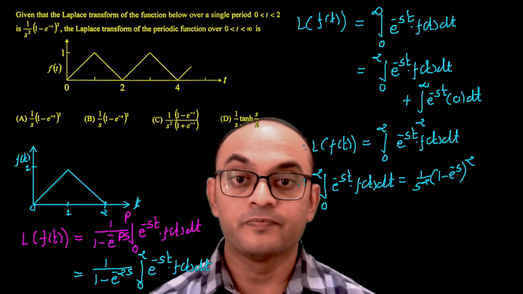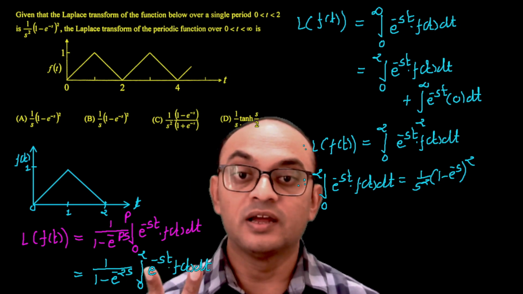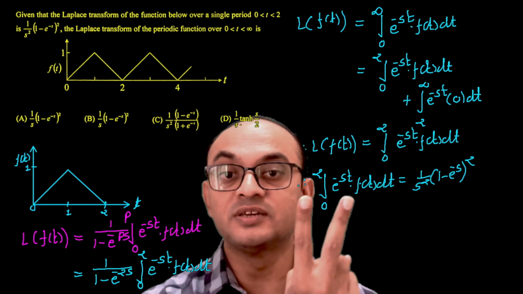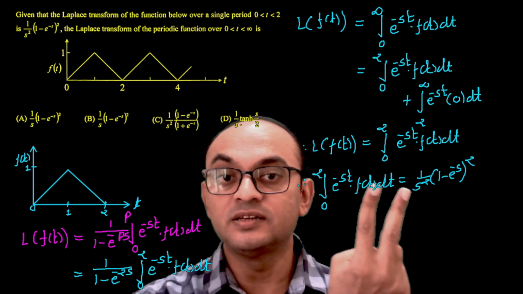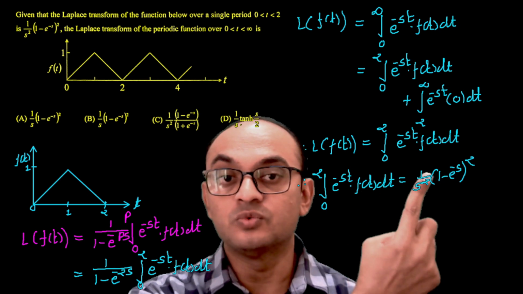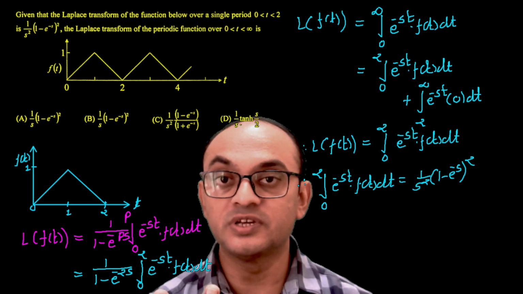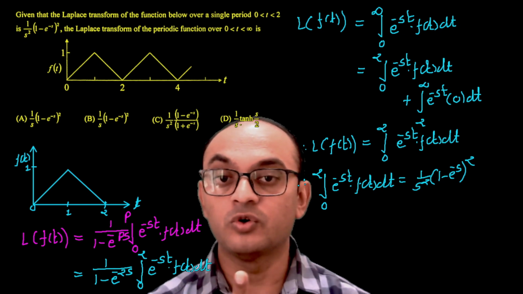Now say, what is this? The integral from 0 to 2 of e^(−st) f(t) dt is 1/s² times (1 − e^(−s))², which I substitute here. So ultimately what do I have?